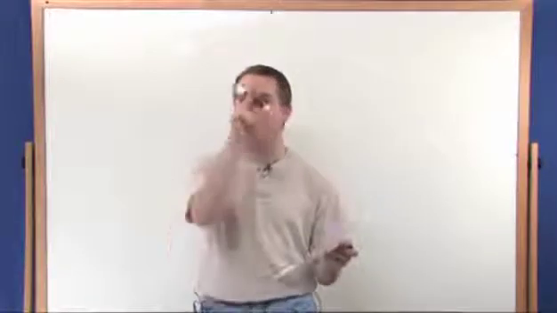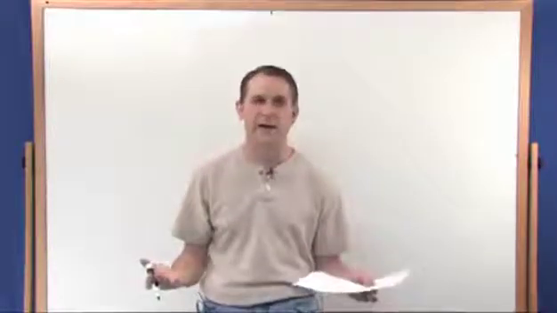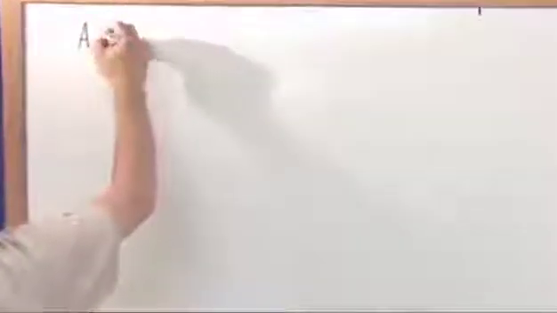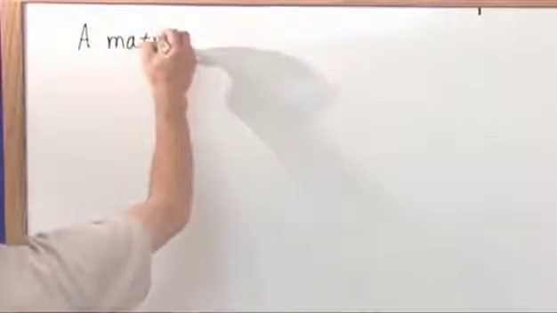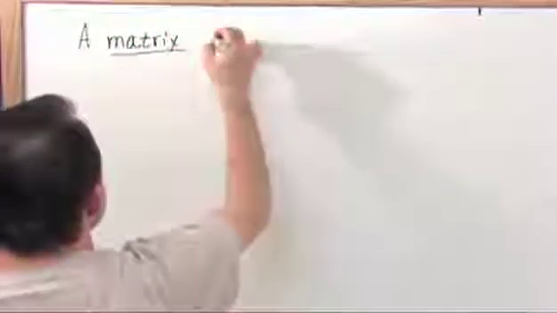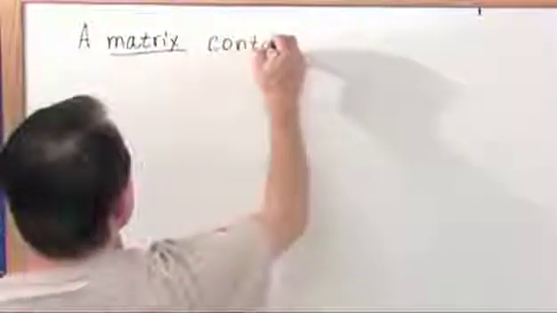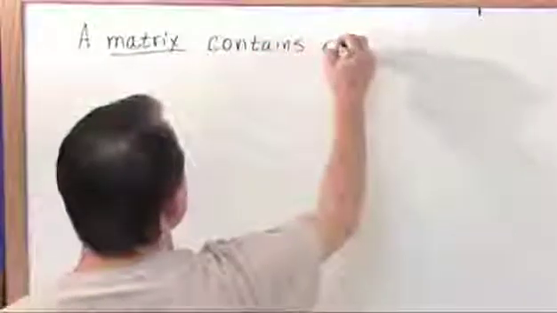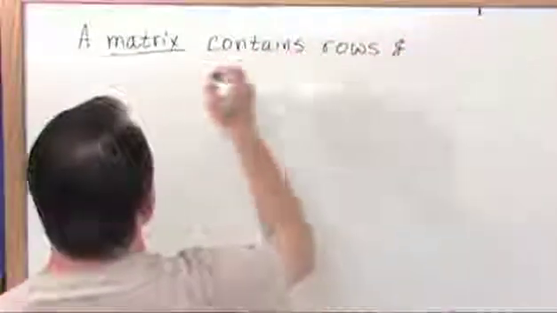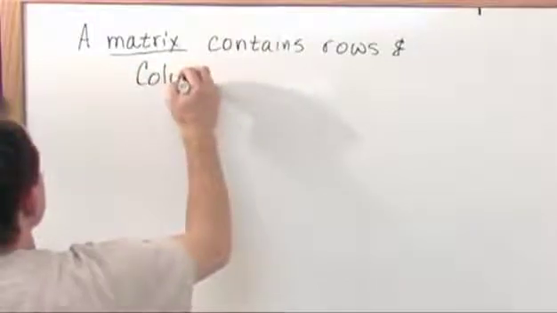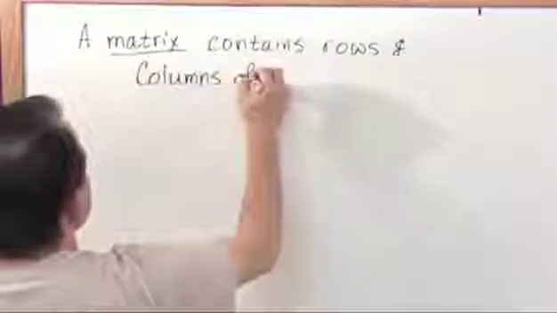And it's simply a square bracket with some numbers inside, okay? It's not that big of a deal. So let's write that down. A matrix contains rows and columns of numbers.